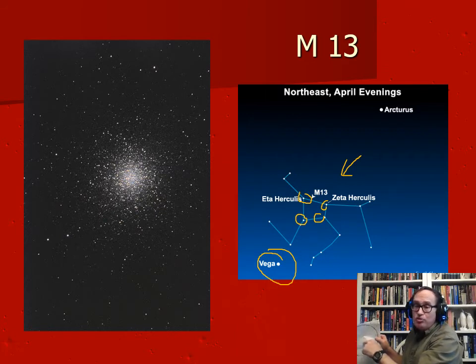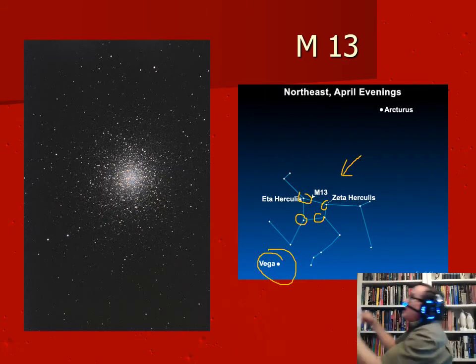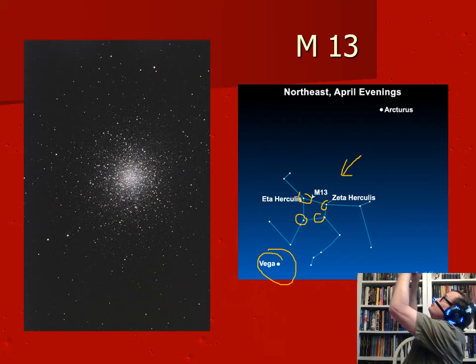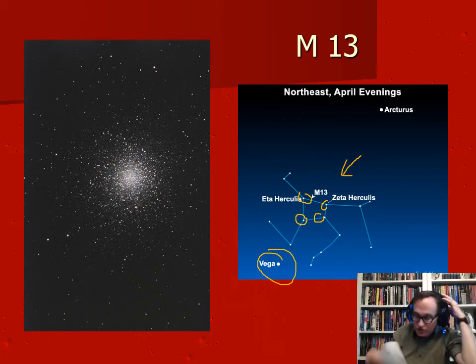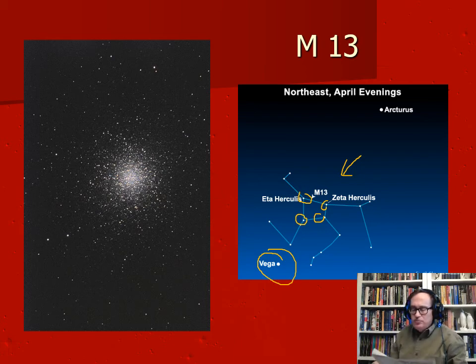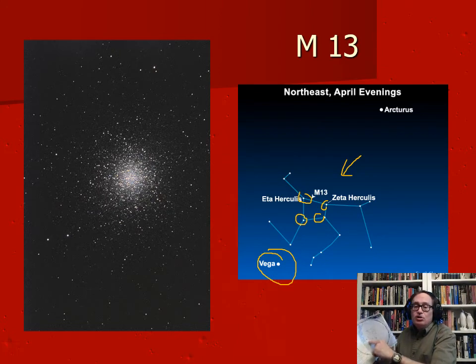Hercules is almost at the zenith, and so that means you would hold this up like that, and almost straight overhead, just a tiny bit to the east, is going to be this big trapezoid or keystone shape in the sky. That is going to be Hercules.